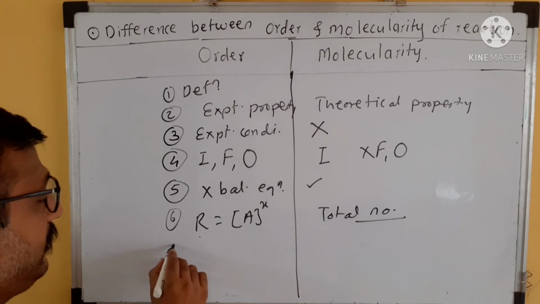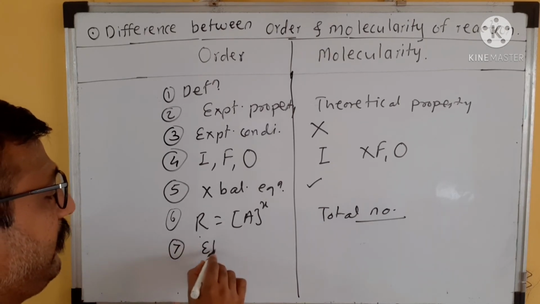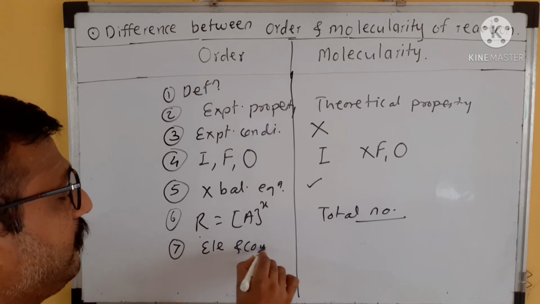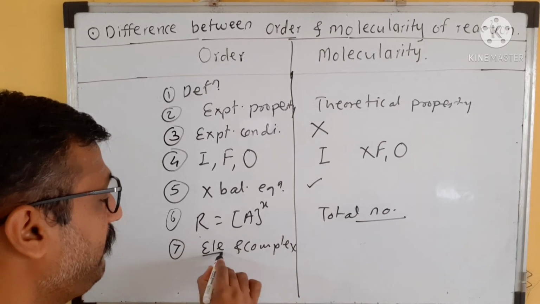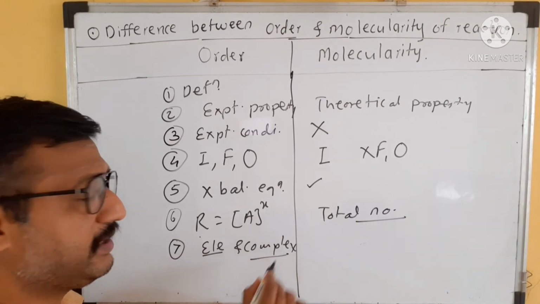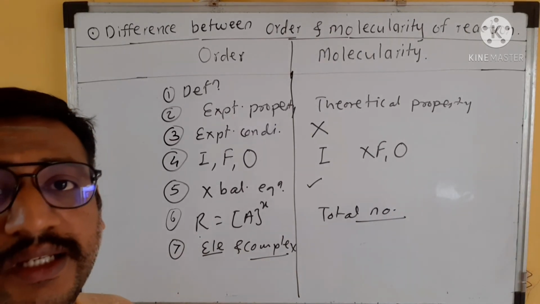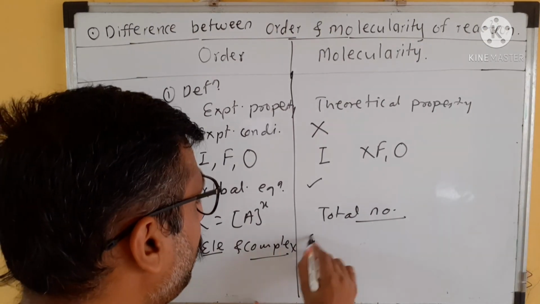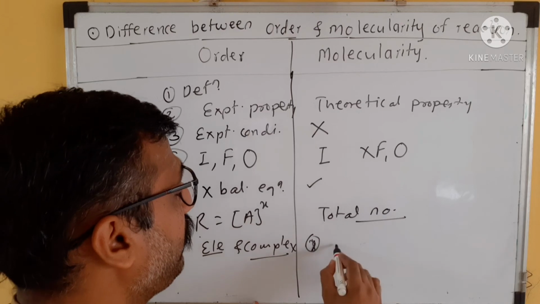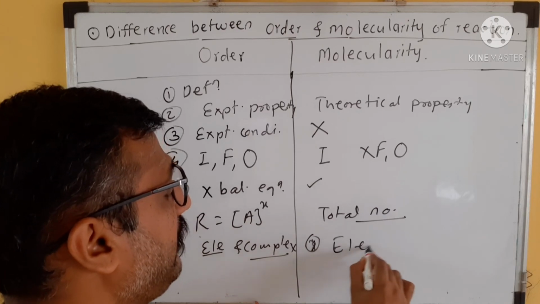Order of reaction is a property of elementary reactions as well as complex reactions. Elementary reactions are those which occur in one step. Complex reactions are reactions which occur in multiple steps. The molecularity of the reaction is a property of elementary reactions only.